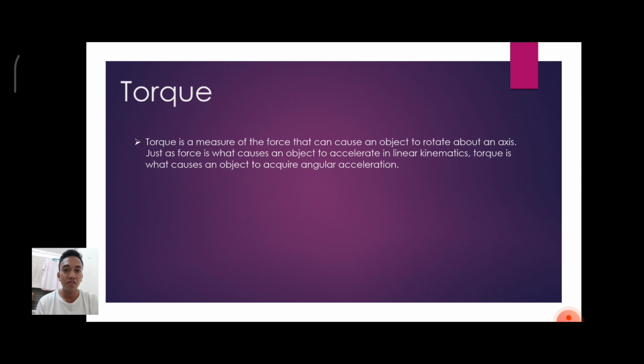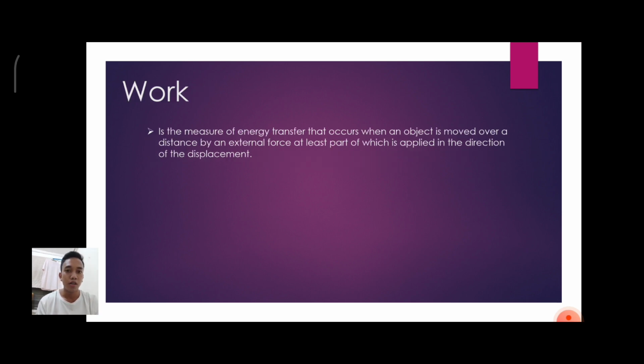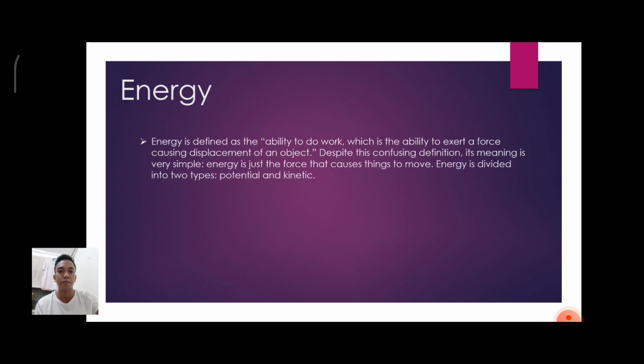Torque. Torque is a measure of the force that can cause an object to rotate about an axis. Just as force is what causes an object to accelerate in linear kinematics, torque is what causes an object to acquire angular acceleration. Work. Work is the measure of energy transfer that occurs when an object is moved over a distance by an external force, at least part of which is applied in the direction of the displacement.